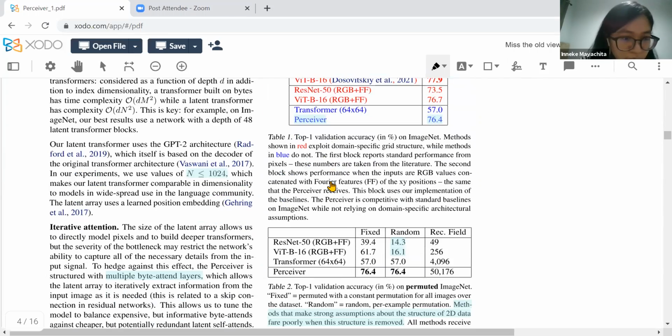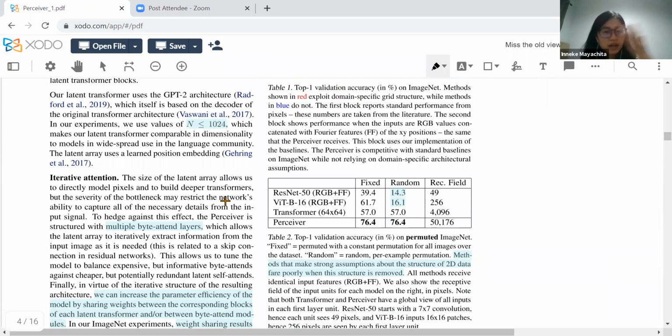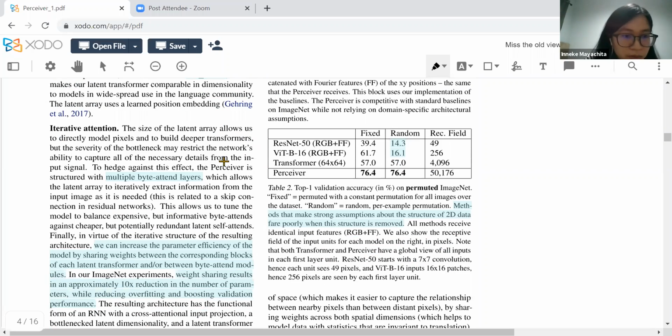Okay, let's see what they have again here. Oh yeah, they also mention that in these experiments, they use n, the latent array dimension, equal to 1024. And they also have ablation studies in the appendix of the paper saying that using a number larger than this actually reduced performance. Probably it will create overfitting.